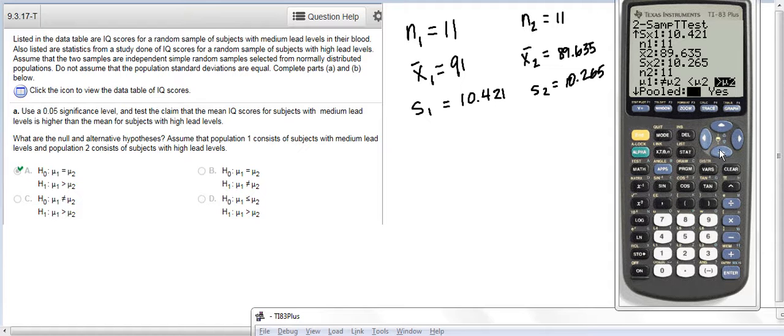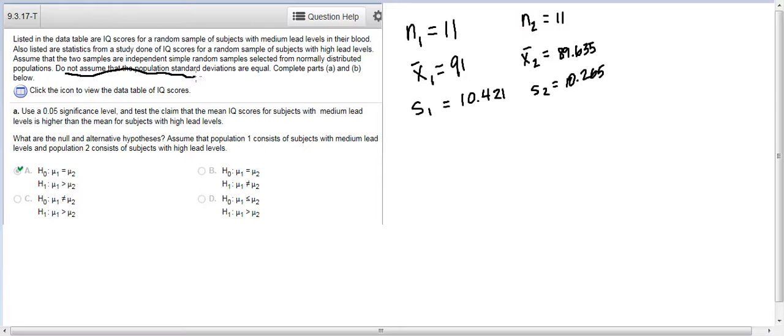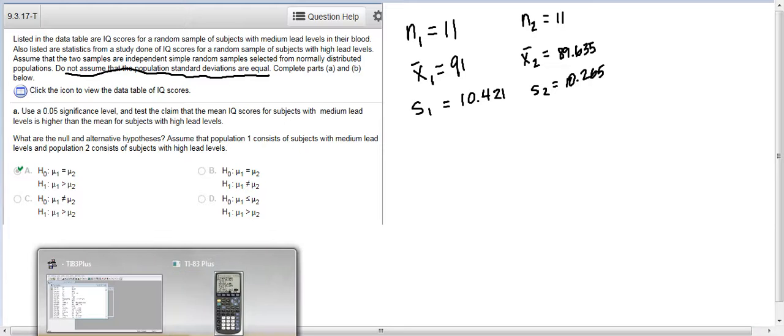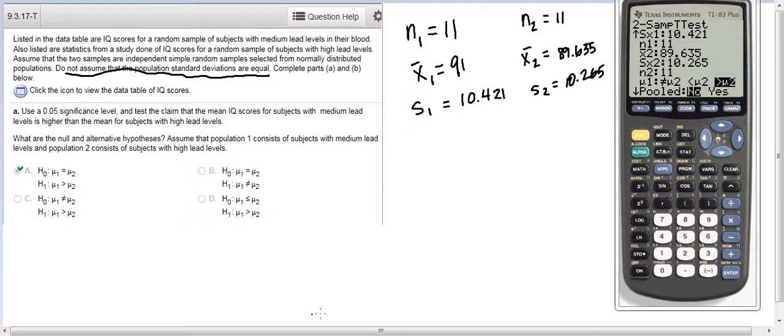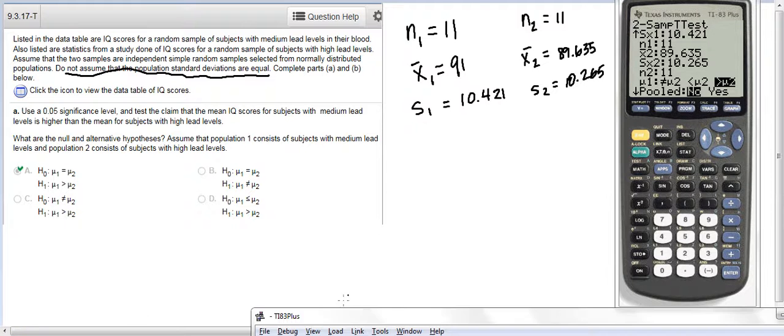And we also have to write here that this is pooled, that the answer is no. And the reason it's no is because it says do not assume that the population standard deviations are equal. So if we don't assume they're equal, then we do not pool the standard deviations. Alright, so that's what happens there. And so we'll leave that as not pooled, and we'll go down and calculate. And here's where we get our t statistic.